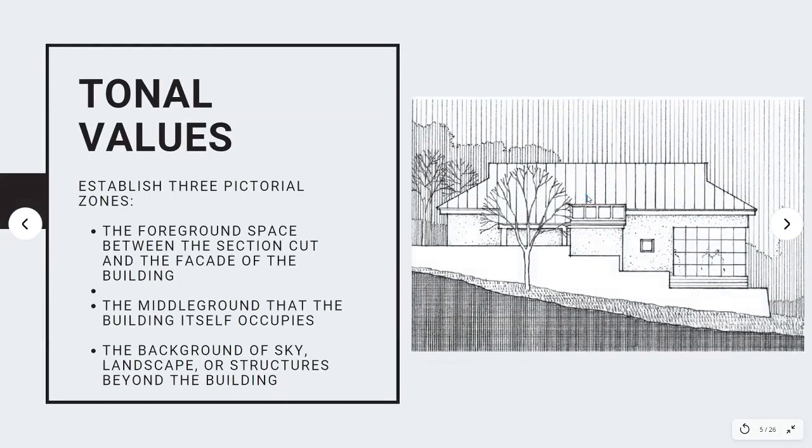So next would be the tonal values. So basically mura ni ang murag pure tone sa atong drawing or murag naghatag ka og murag texture sa atong drawing, no. So the foreground space between the section cut and the facade of the building. So mo na yung mga pictorial zones, no. The middle ground that the building itself occupies and the background of a sky, landscape, structures beyond the building.